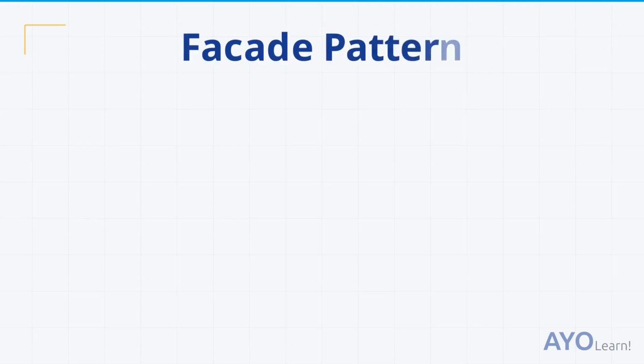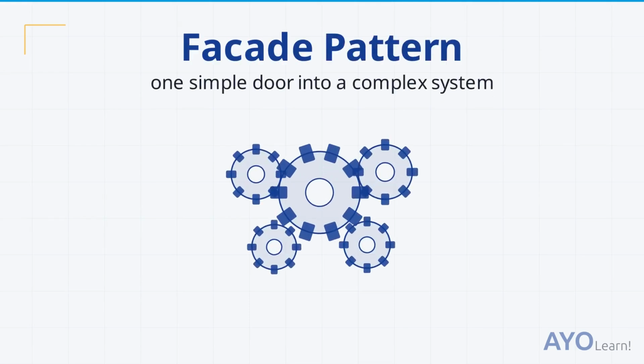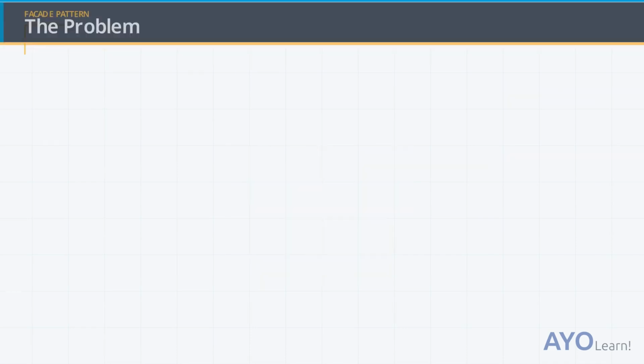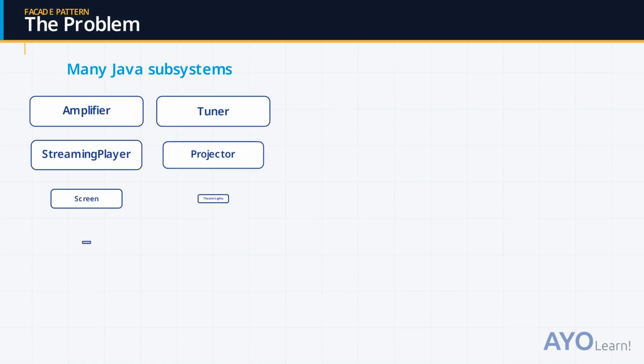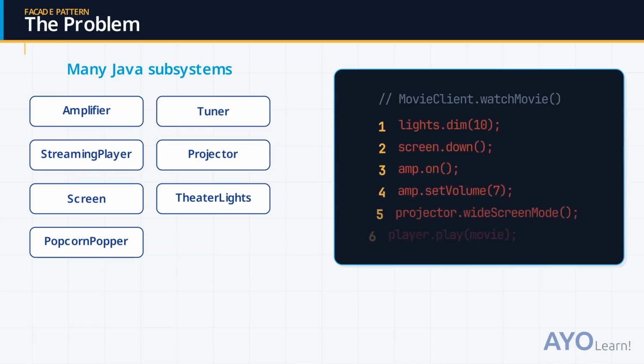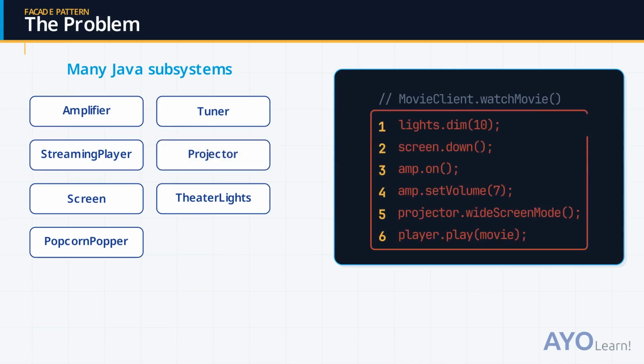The facade pattern offers one simple door into a complex system. A single call like watchMovie hides many subsystems, so the client uses just one unified interface. Picture a home theater built from many Java classes: Amplifier, Tuner, StreamingPlayer, Projector, Screen, TheaterLights, PopcornPopper.